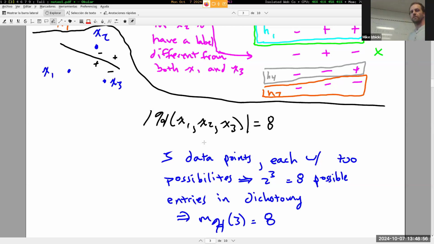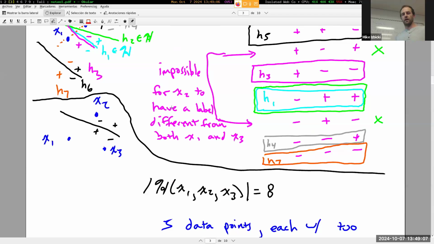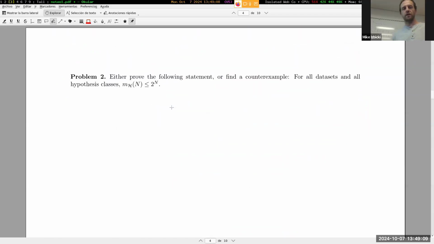So the question is, is there any n for which the max is not going to be equal to 2 to the n? And this second problem down here has this as a fact. This is a thing that is true. M sub h of n will always be less than or equal to 2 to the n. The problem here is asking to prove this or find a counterexample, so you know it's a prove thing now. There is no counterexample to this.